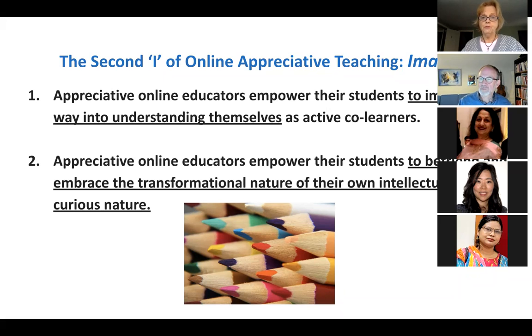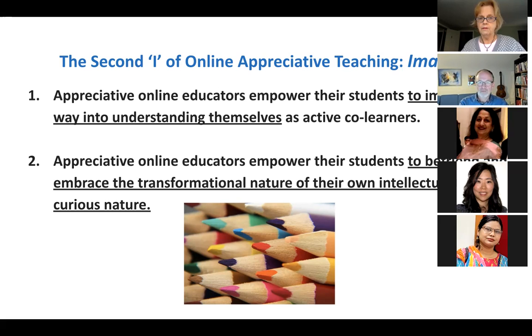And they empower their students to embrace the transformational nature of their own intellectually curious nature. I think, speaking again from my experience in the interviews, they embrace students to be curious. They embrace students to be creative. They embrace students to see that while they might not do what these experts are doing, what they have to do is valuable.